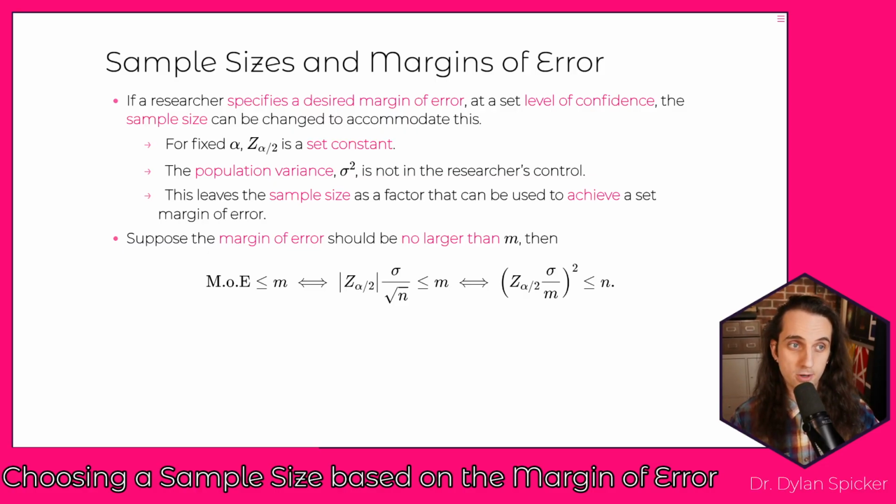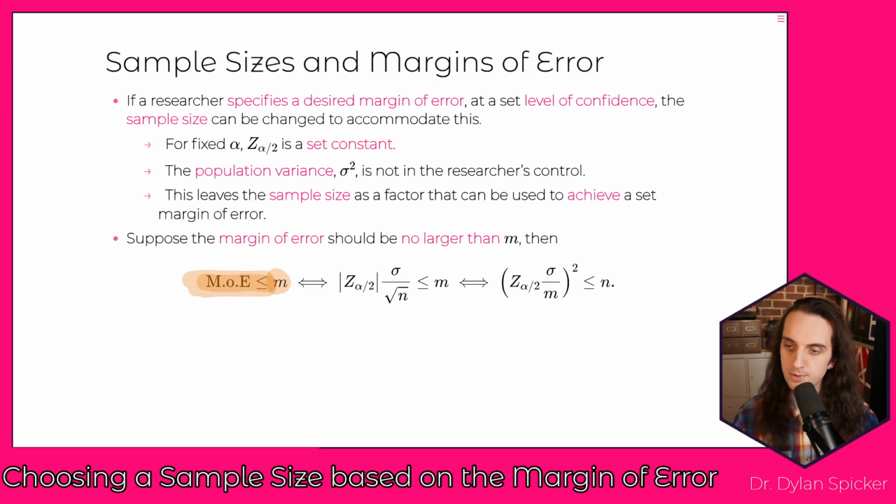Okay, and so if we have some level that we want the margin of error to be controlled at, let's suppose that we don't want the margin of error to be any larger than m, whatever m is, depending on the context. You could take m to be 1, maybe you take m to be 0.5, maybe you take m to be 100. It's going to depend on the situation.